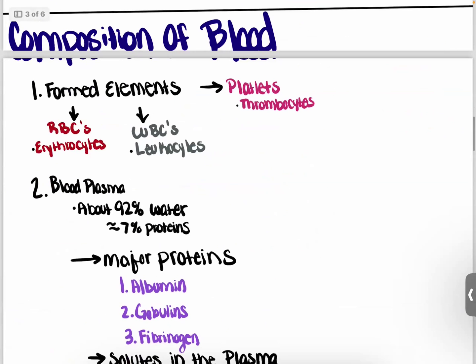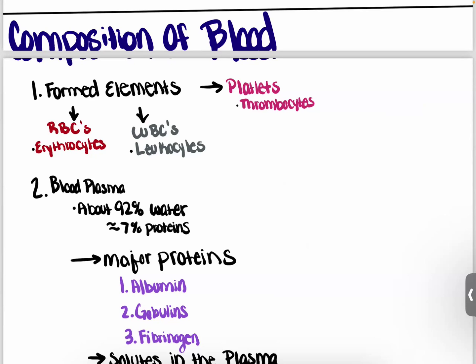Now on to the composition of blood. For the formed elements that blood makes, there are 3 that I would like to note. The first being red blood cells, which are also called erythrocytes. Erythrocytes, or red blood cells, are what transport oxygen and carry it to the cells and tissues of the body. And they also help in removing the carbon dioxide from cells through respiration.